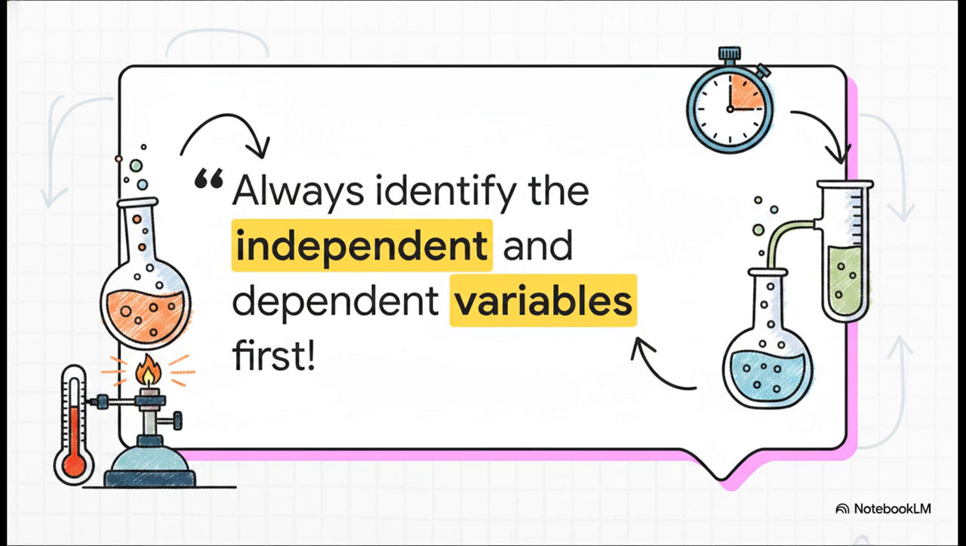Now, here is a spot where so many students literally throw points away. Before you plan any investigation, you absolutely must identify your variables. If you're testing how temperature affects the rate of a reaction, temperature is your independent variable. It's the thing you're changing. The volume of gas collected, that's your dependent variable, the thing you're measuring. Nail this down first, and the rest of your experimental design will just fall perfectly into place.